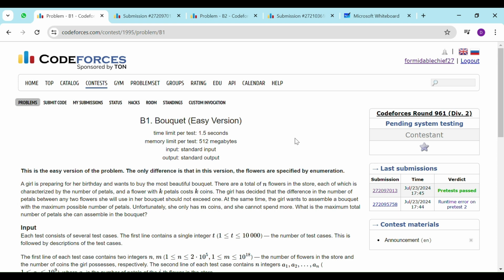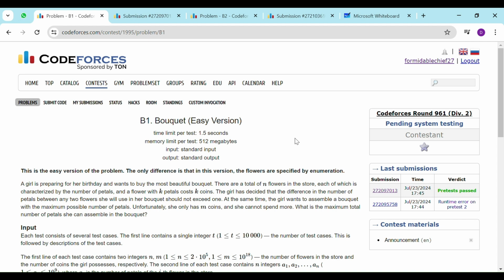Today we will be solving Round 961 B1 and B2, in which a girl is preparing for her birthday. She wants to assemble a bouquet. One flower with K petals costs K coins. She has M coins, so she can spend at most M coins. We need to find the maximum total number of petals that she can assemble in the bouquet.